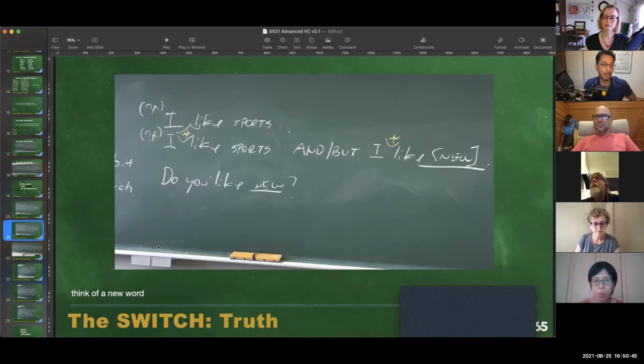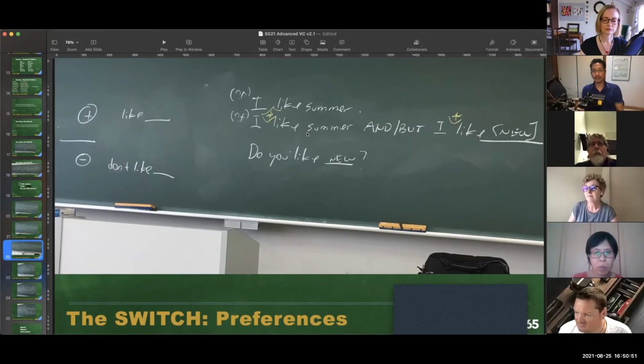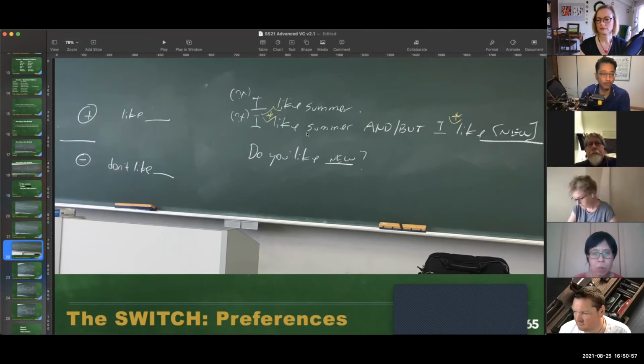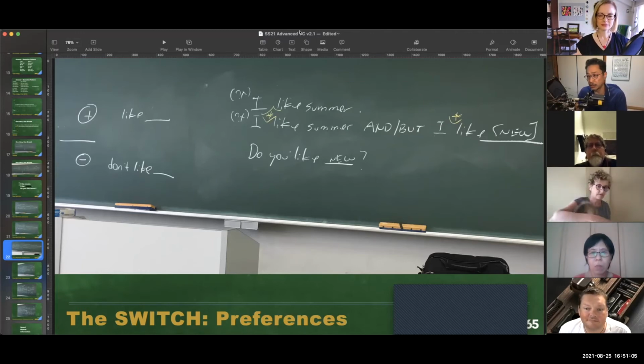No. Okay. That's an extended slide. Okay, you can go on. Okay, I like summer. I like summer, but I don't like winter. Okay, so just a few examples of that. Now, on the left-hand side, you can see where I start talking about, that's the positive, like, and there's don't like, and you see there's extra space there.